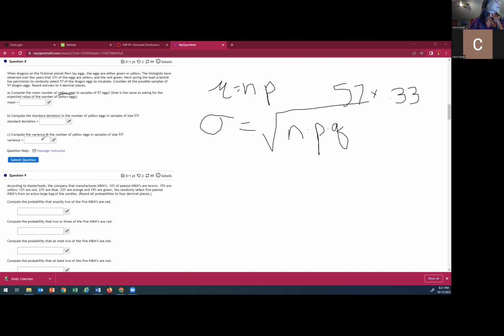And then calculate the variance. The variance is just the square of the standard deviation. So whatever you got from this, which is just n times p times q. P is the probability at 33% of yellow eggs. Q is the probability of not getting a yellow egg. So getting a green egg, which would be 67%. That is how you do that problem.